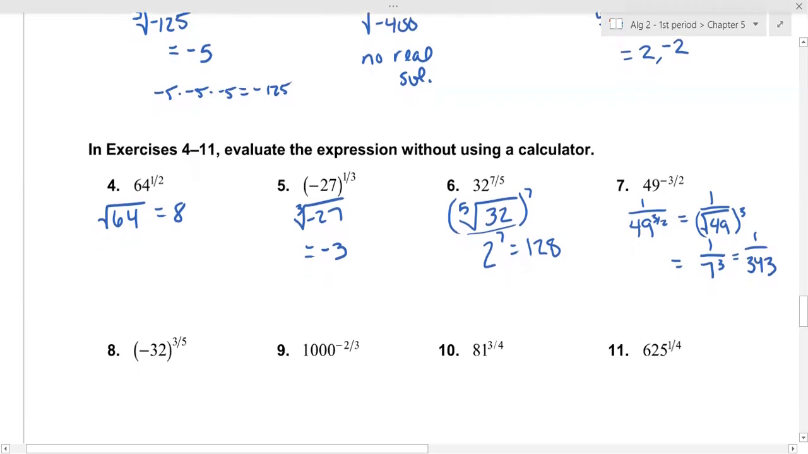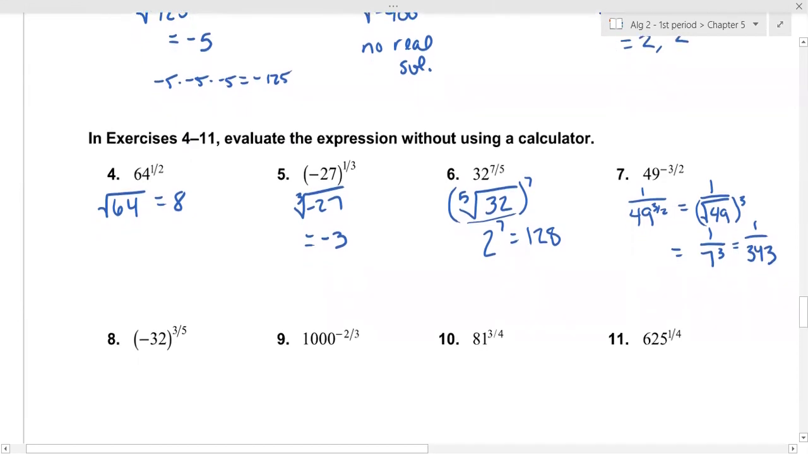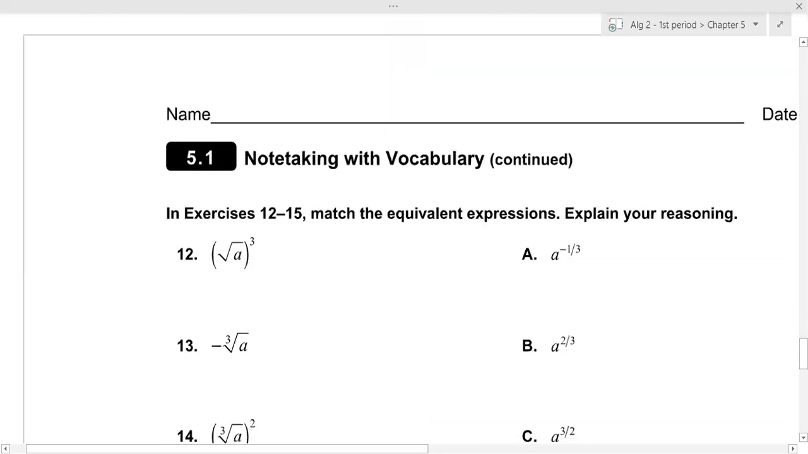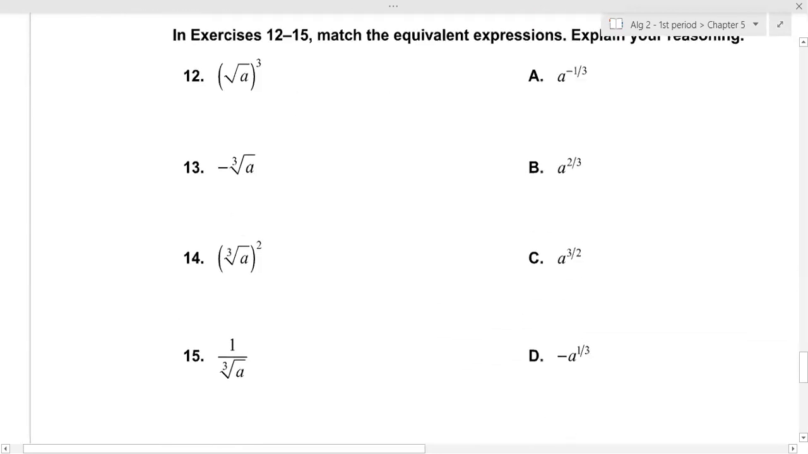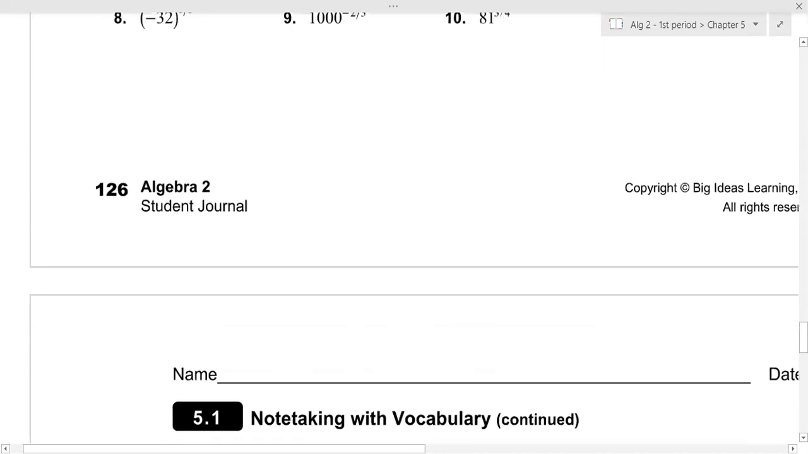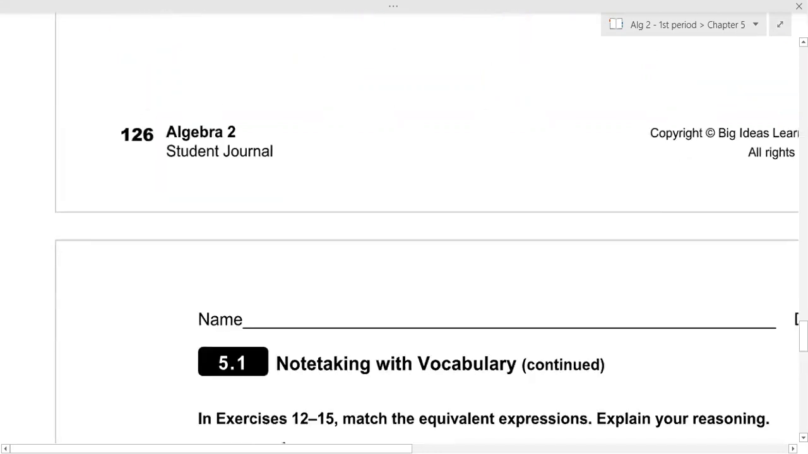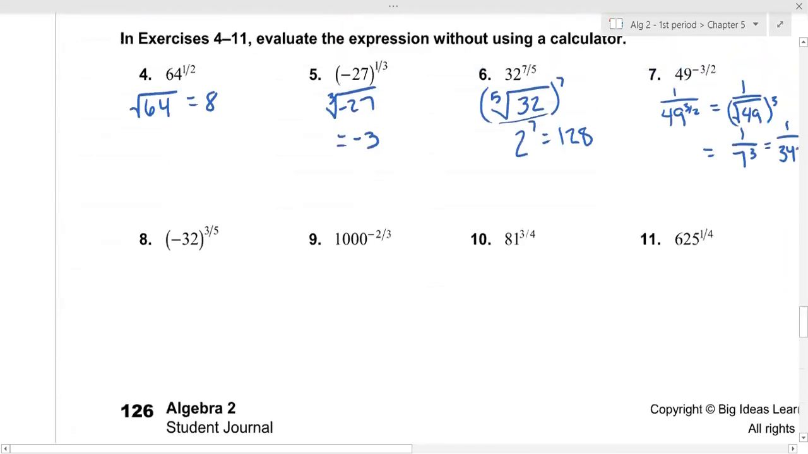What I'd like for you to do now is pause the video, obviously go back and watch anything you feel like you need to. And I want you to work 8 through 11 here, but then I also want you to go over and do the matching 12 through 15. Okay, so when you've done that and you're ready to unpause the video so you can check your answers, don't go any farther than that though. So it's 8 through 15. And you can pause now.